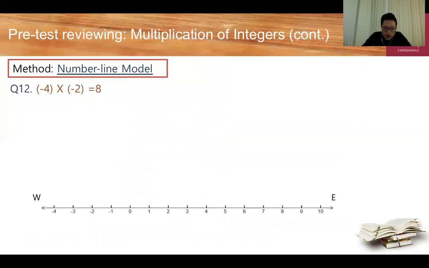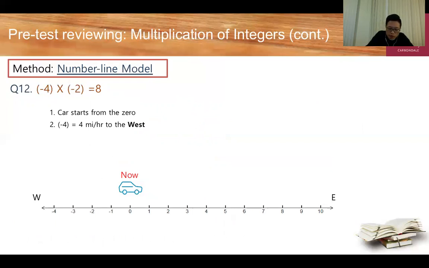So the same. The car right now is at 0, right? This is the first rule. The car right now is at 0. The multiplicand right now is -4, right? That means the car will move facing toward the west. So I have to switch my car toward the west, okay? So -4 means the car will move to the west by 4 miles per hour.